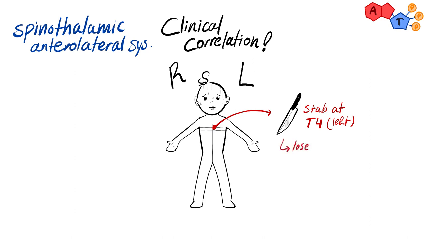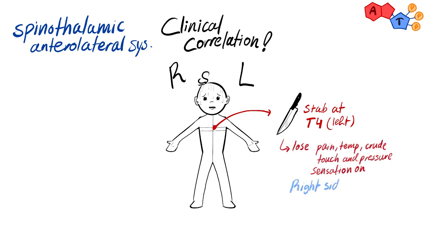He or she will lose pain, temperature, crude touch, and pressure sensations on the right side of all parts of the body below T4. And also, he or she will lose all sensations from the left side of the body at the same level of T4 because the injury might affect the dorsal root ganglia or the dorsal horn of the spinal cord on the left side.